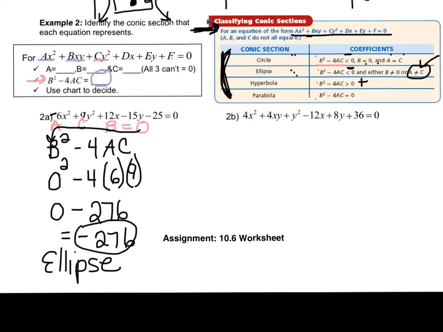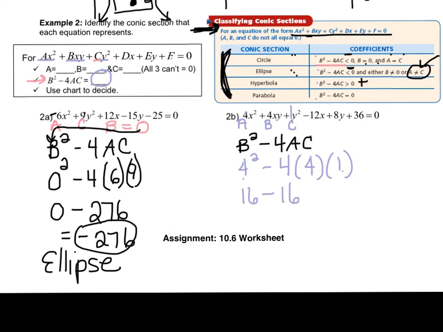Let's try it for 2b. Let's figure out A, B, and C. A is next to the x squared, so the 4 is A. The B is next to the xy, and the C is next to the y squared, and since there's no number, it's positive 1. So let's plug those into b squared minus 4ac. So we're going to plug in the 4 for b squared minus 4 times that 4 for A times that 1 for C. So 4 squared is 16. 4 times 4 times 1 is 16. And we get 0. That matches up with this last line right here, that we got b squared minus 4ac to equal 0. So this one's a parabola.